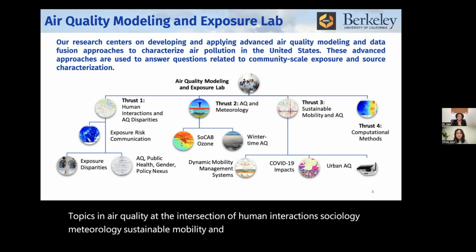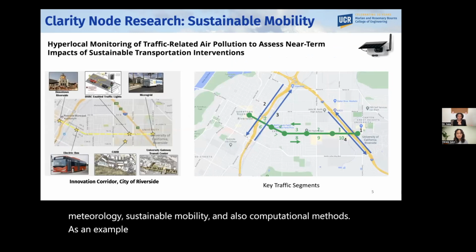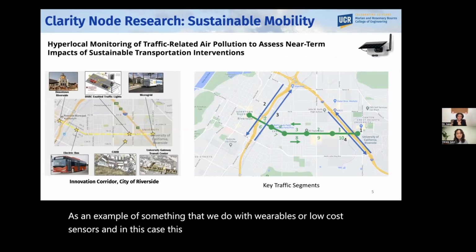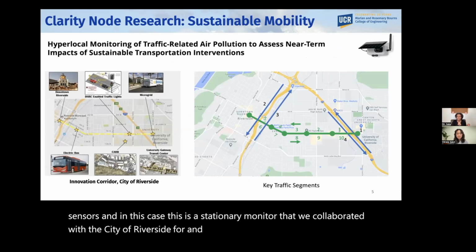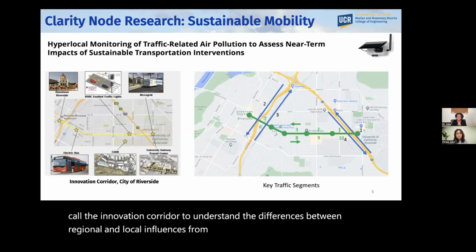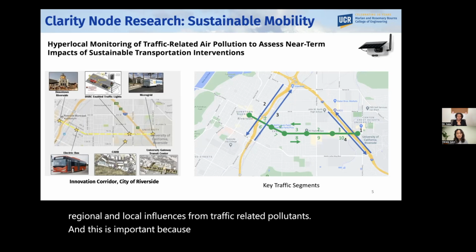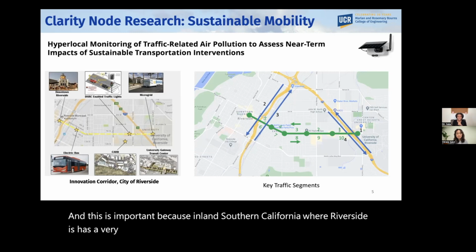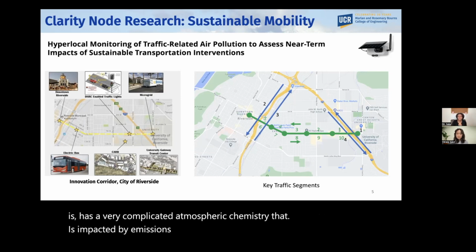As an example of something that we do with wearables or low-cost sensors, in this case, this is a stationary monitor that we collaborated with the city of Riverside for, and we mounted these monitors along what we call the innovation corridor to understand the differences between regional and local influences from traffic-related pollutants. And this is important because inland Southern California, where Riverside is, has a very complicated atmospheric chemistry that is impacted by emissions upwind and also by local emissions.